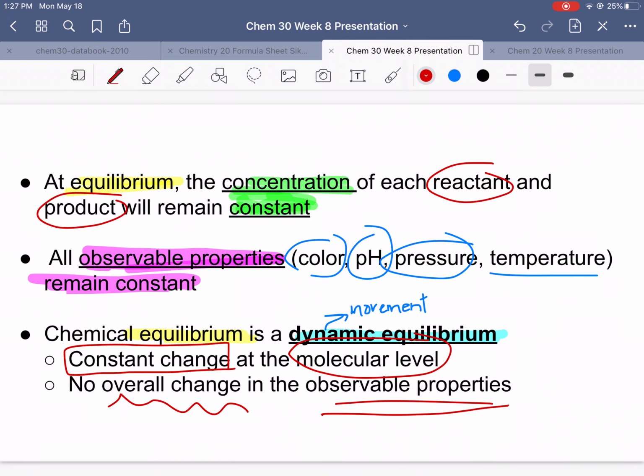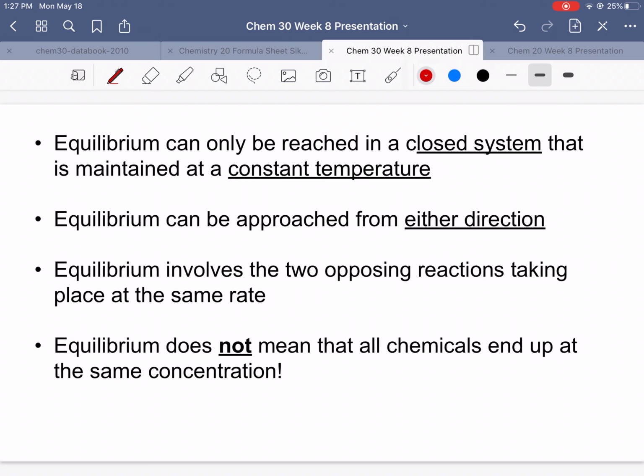All right, let's continue on with a couple more characteristics and recap of equilibrium. First things first, you must have a closed system, and you must keep temperature constant. Temperature has an impact on equilibrium. So if you change the temperature of a system, you are going to impact what that equilibrium is. Hence, equilibrium only remains when it is closed, when you're not adding anything, in other words. A closed system means that there's no matter going in and out, and when you maintain that temperature. The next thing, equilibrium can be approached from either direction.